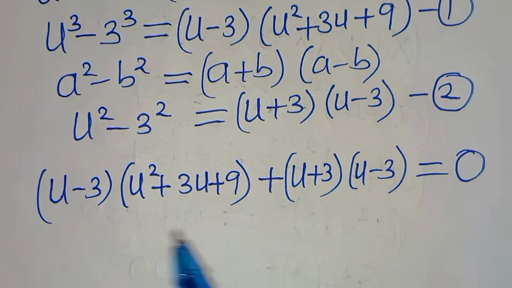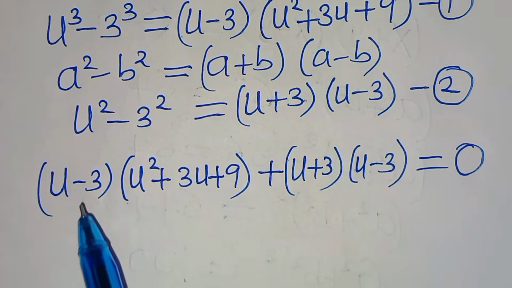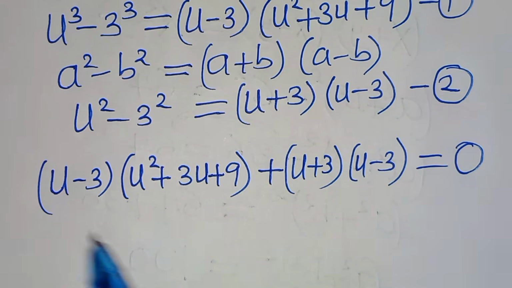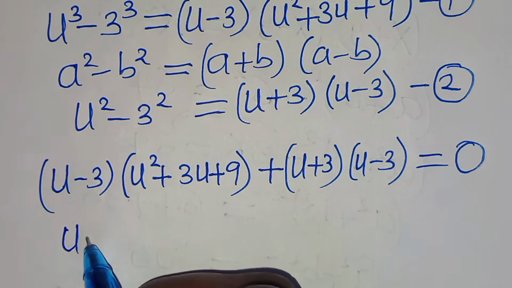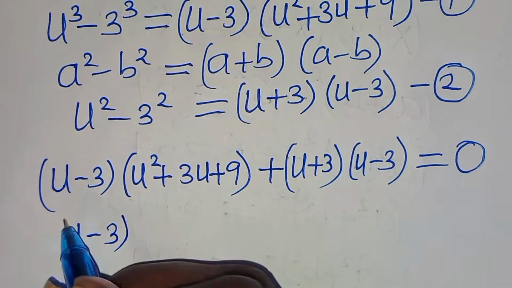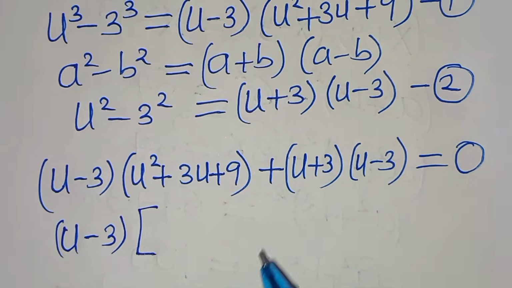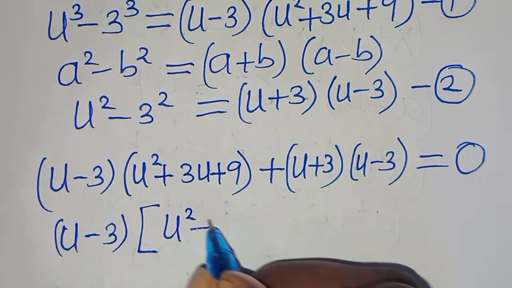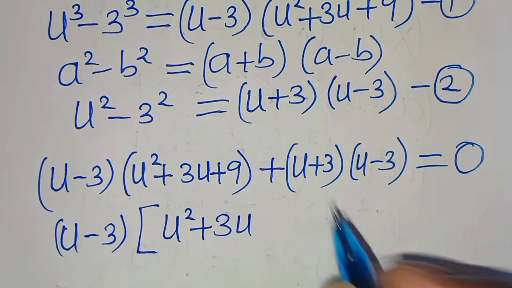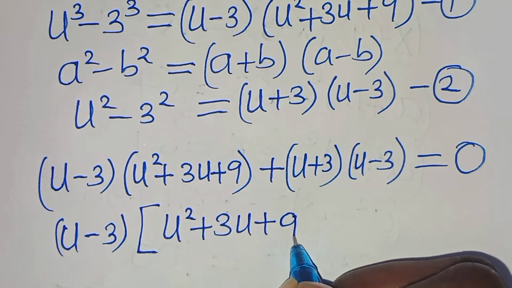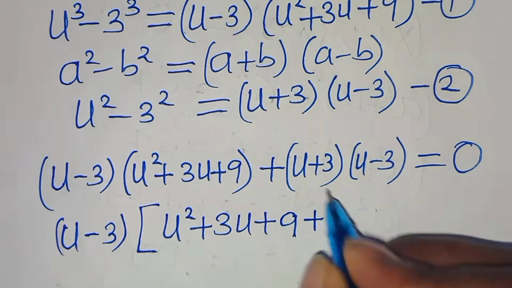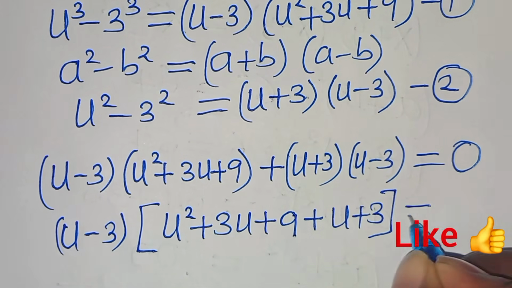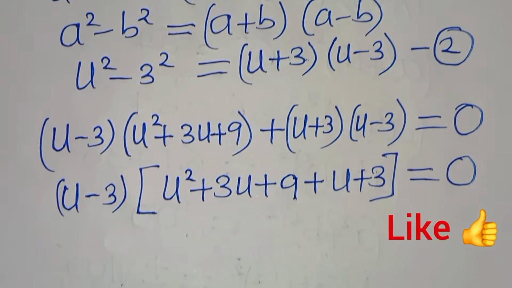Now, from this part here, we have u minus 3, and u minus 3 is common here. So we can factor out u minus 3, so that now, in the parentheses here, we have u to the power of 2 plus 3u, then plus 9, then plus here we have u plus 3, close the parentheses here. This is equal to 0.